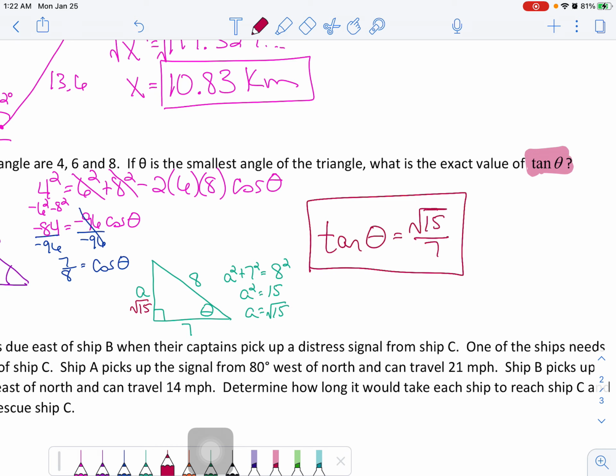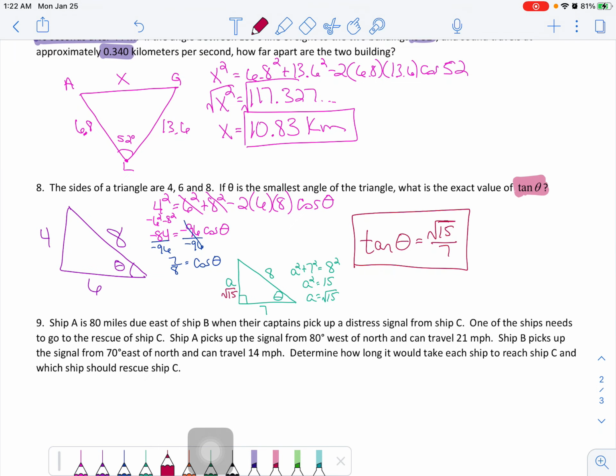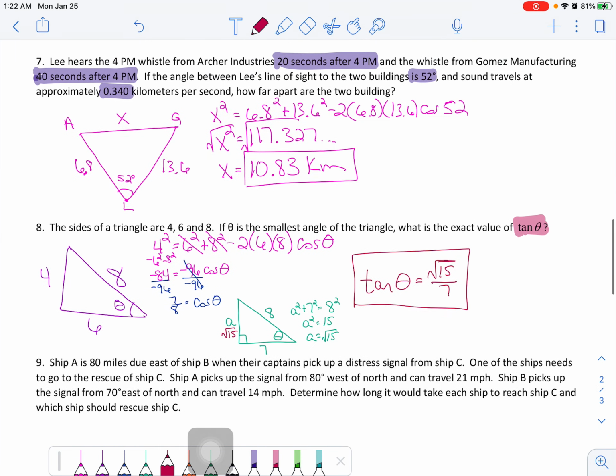And yes, it might look weird. You have a square root and a fraction. That's okay. It's the exact mathematical value. So let it be what it is.